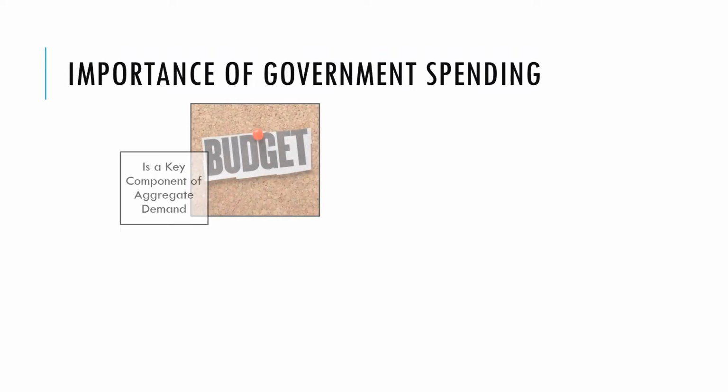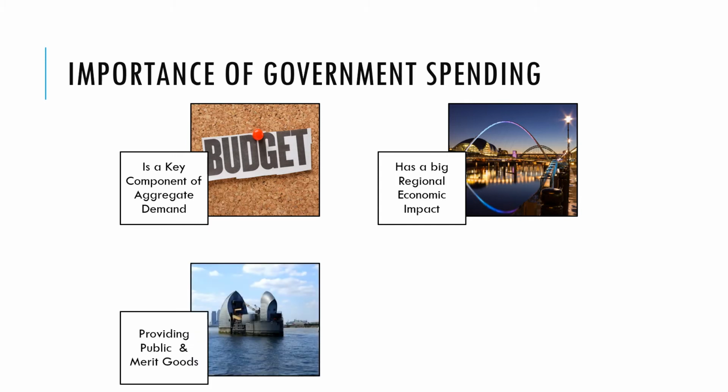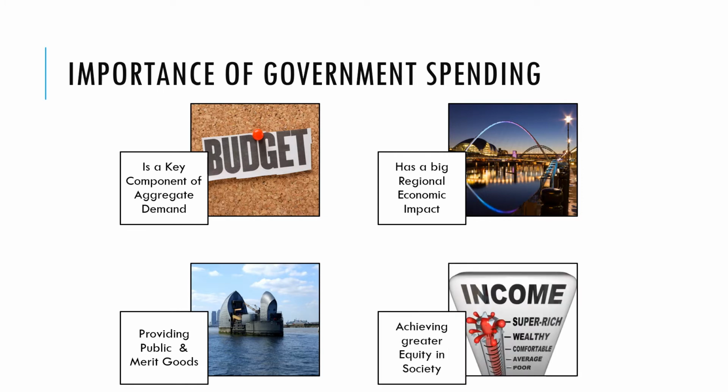Why is government spending important? Well, it's a key component of aggregate demand. It can often have a big impact on certain regions, so depending on where these large-scale projects occur, can have an impact on the regional health of the economy and the balance of the economy. Government spending is often important because they provide public goods that otherwise wouldn't be provided by the private sector. And government spending can also be important because through welfare payments, we can achieve greater equity within society.